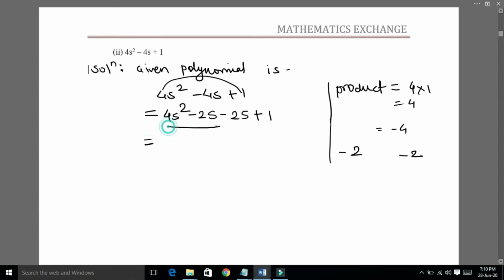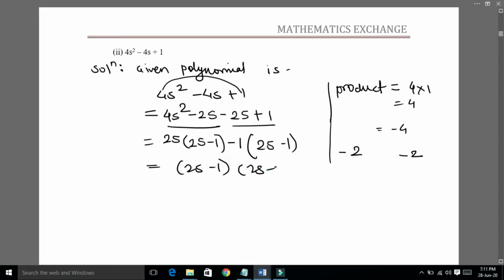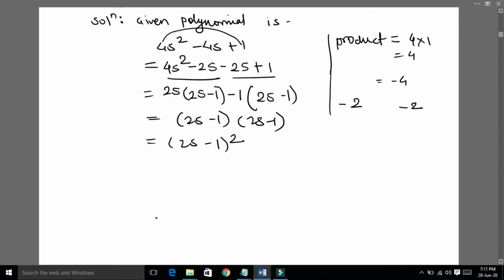Make the grouping of the terms. Now take 2s common from the first two terms, so inside the bracket we get 2s minus 1. Now here the signs are reversed, so we have to take minus 1 common, so that we get 2s minus 1 here. So the factors are 2s minus 1 and 2s minus 1, that is 2s minus 1 square. So the factors are repeated here.